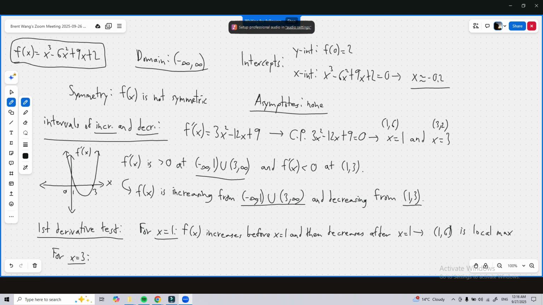So if you look at the graph of the first derivative, f of x decreases before x equals 3, then increases after x equals 3. So therefore, f of 3 is a local minimum.